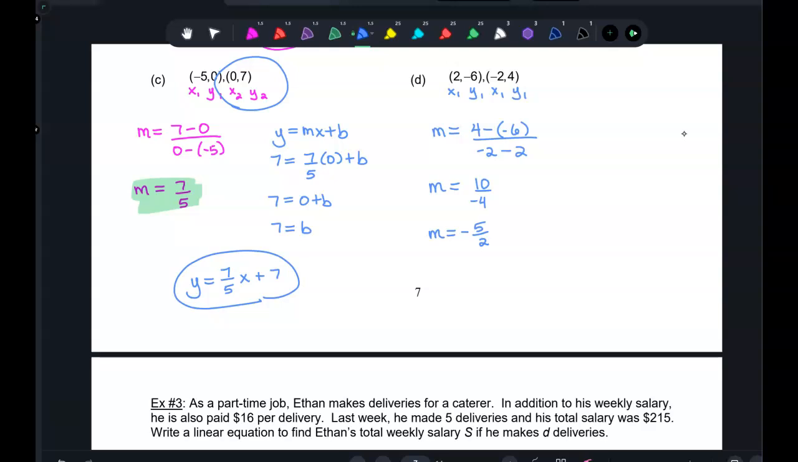Is this reduced? I don't know how to do that. Reduce. Here, divide the top and the bottom by 2. That's my answer. What do I do with the slope? 10 over negative 4. Oh, yeah, yeah, yeah.